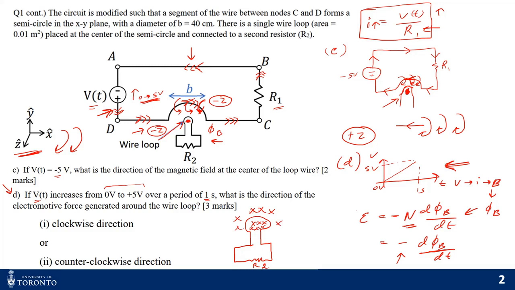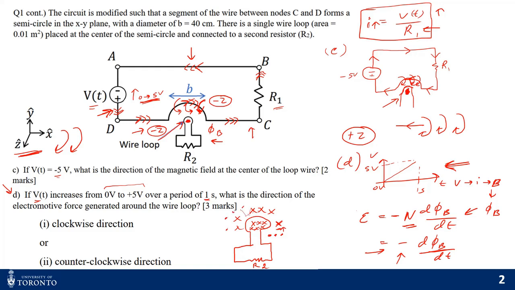So what will happen? The current generated in this loop will try to reduce the magnetic field increase into the page. That means the current should be generated in such a way that the generated magnetic field will be coming out of the page. Since it's coming out of the page, it will cancel the going-into-the-page magnetic field for this loop, and it will reduce it. That's what Lenz's law says. So you want the induced magnetic field to come out of the page.